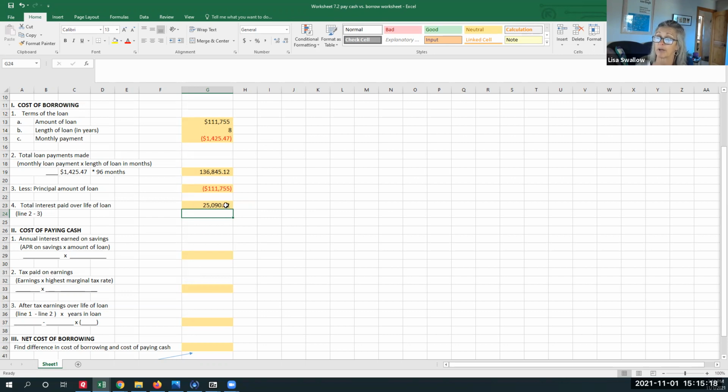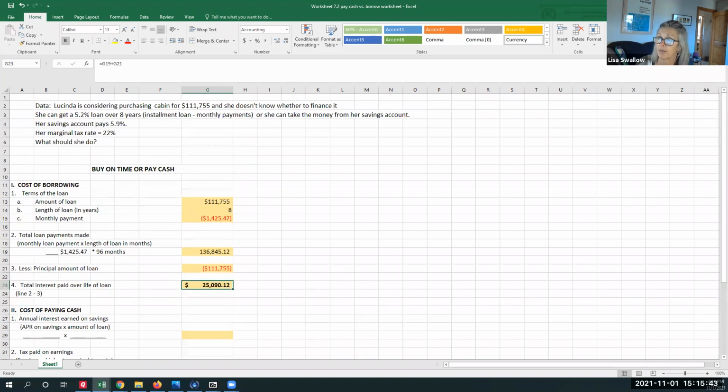Okay, the next thing we have to think about, so that's what it's going to cost me to borrow the money, right? This is the big number. How much is it going to cost me to pay cash? Well, if I pay cash, I'm going to take the money out of my savings account. I'm going to lose the interest I earned on it. But remember, I don't get to keep the whole amount of the interest because I got to pay taxes on it. So we have to figure this all out.